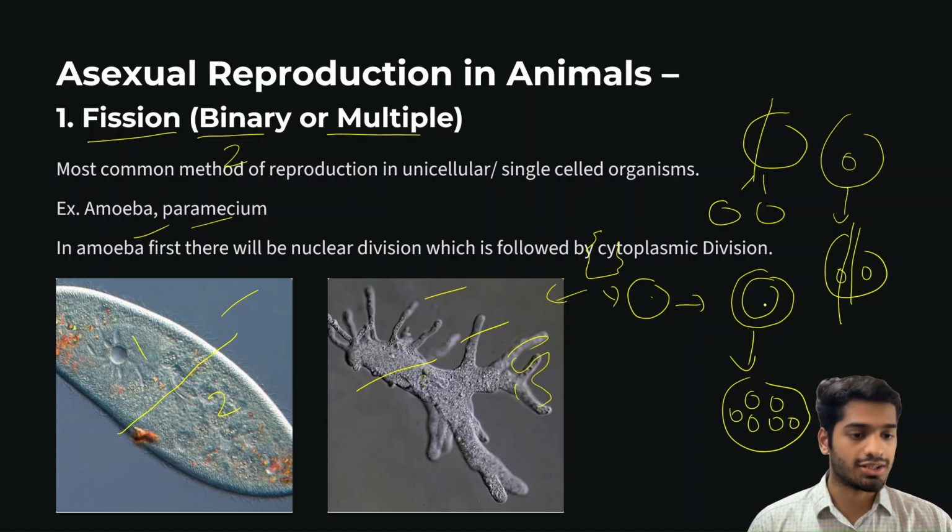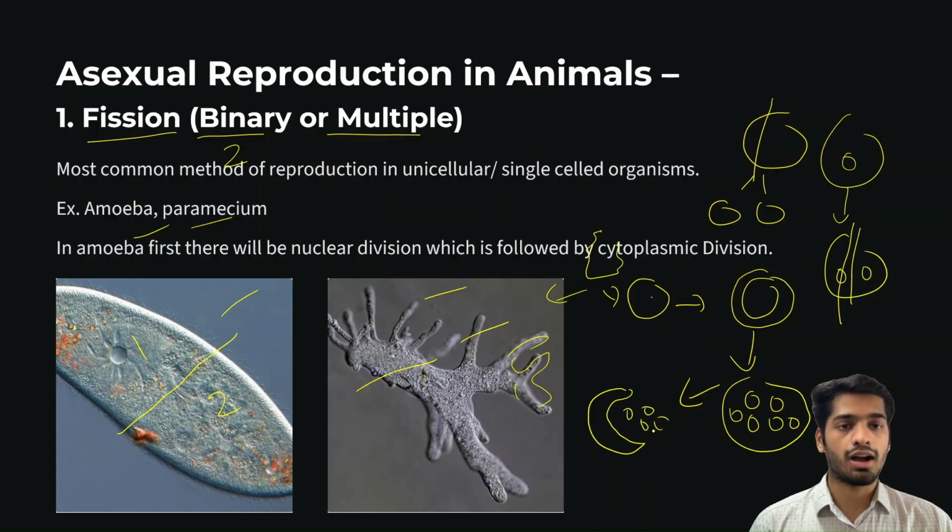So there's going to be a cyst. Inside this cyst, the cell is going to divide. Many nuclei are formed, and after that there will be cytoplasmic division. Now, when the favorable condition returns, the cyst will break open, and all these daughter amoebas, or daughter amoebules, will be released. So this is your multiple fission.